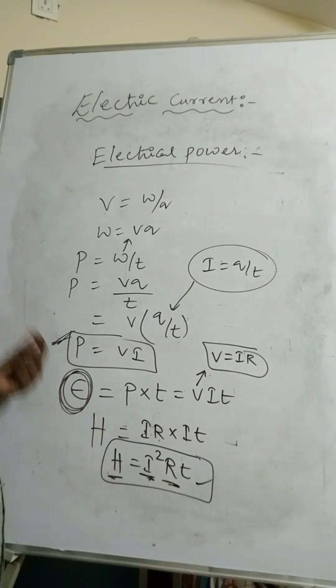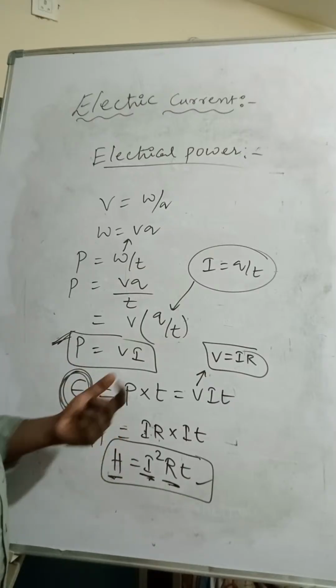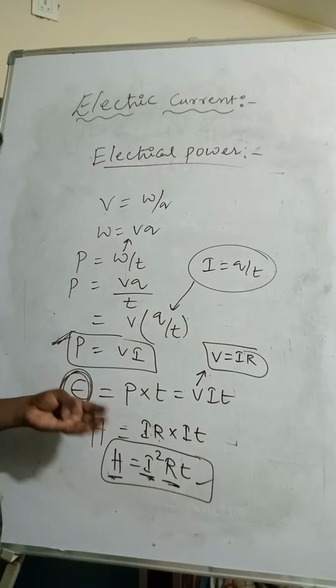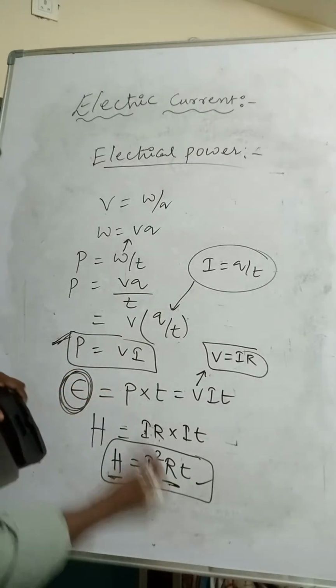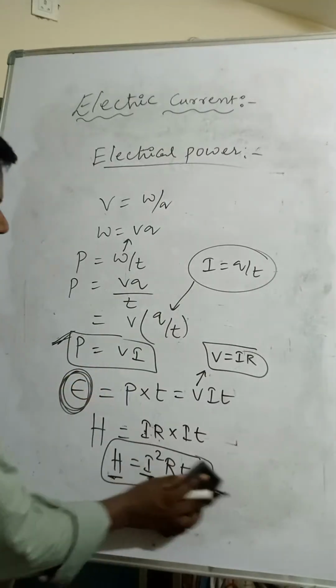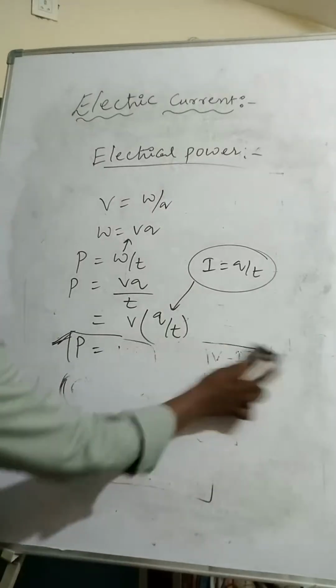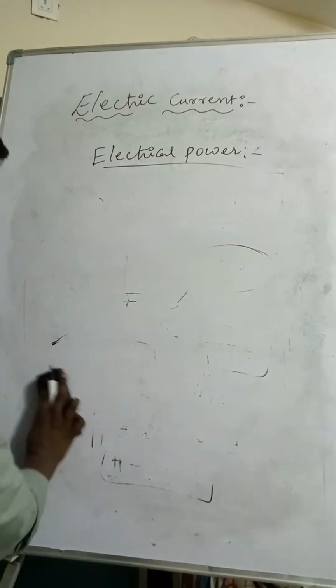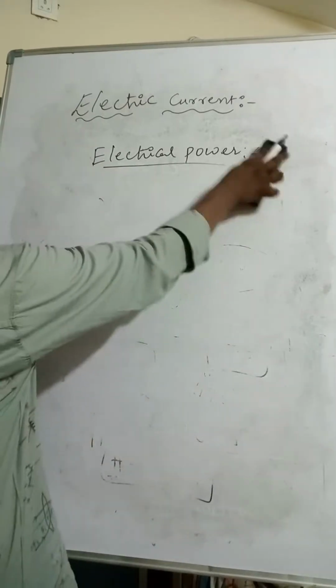So the source of energy continuously gets dissipated entirely in the form of heat. That is nothing but heating effect of electric current. The source of energy continuously gets dissipated entirely in the form of heat. So that is nothing but heating effect of electric current. So that's enough. So this is about electric current.